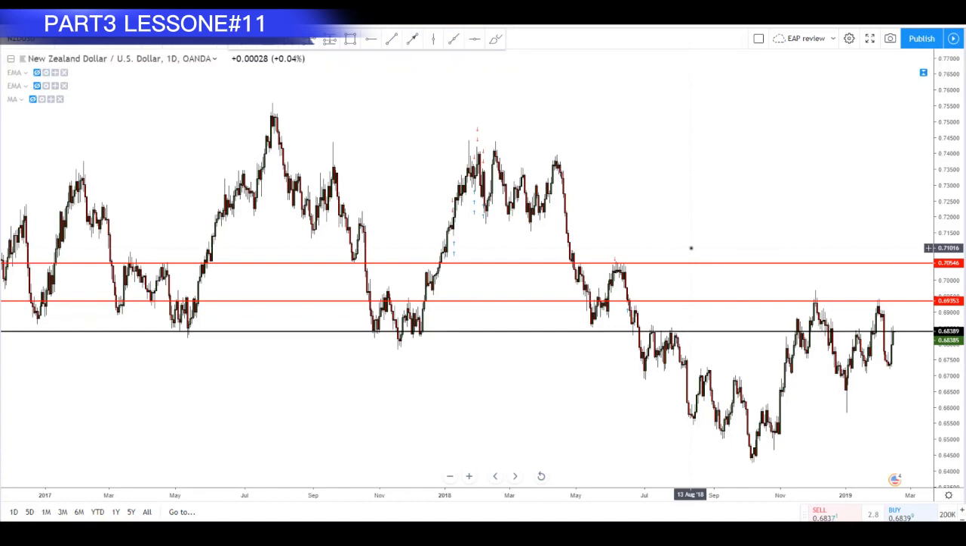Well, if we look here, we know it was most recently tested, so that equals number 1. Right here, it acted as support. That's number 2. Right here as resistance, that's number 3. Right here, it acted as resistance again, it's number 4. Remember, all we need is 3. So this is definitely going to be my next optimal trading zone for the New Zealand dollar.